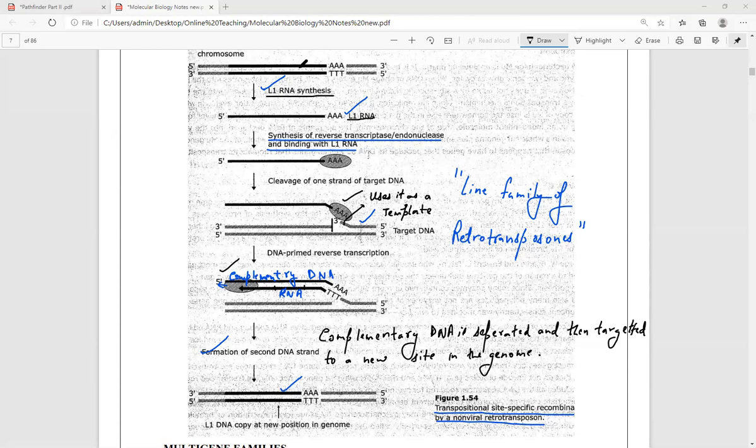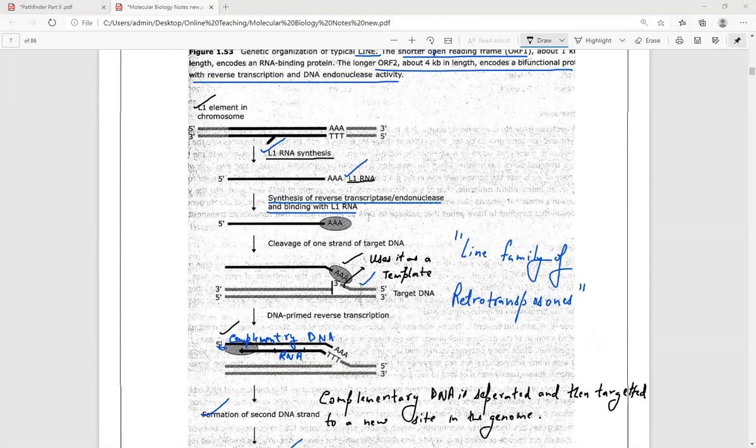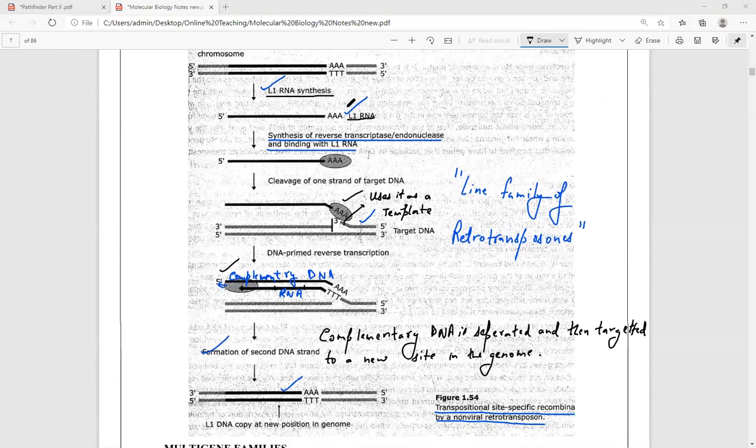Now, see, this is a DNA molecule. From the DNA molecule, you have biosynthesized an RNA molecule. Now, the RNA which has been biosynthesized here gets integrated into a DNA molecule. एक DNA को इसने cut किया यहाँ पर. Cleavage of one strand of the target DNA is going to take place. Once the cleavage of a strand of the target DNA takes place, then after the cleavage, what is going to happen? It will form a complementary DNA molecule. Complementary DNA is being biosynthesized over the RNA.